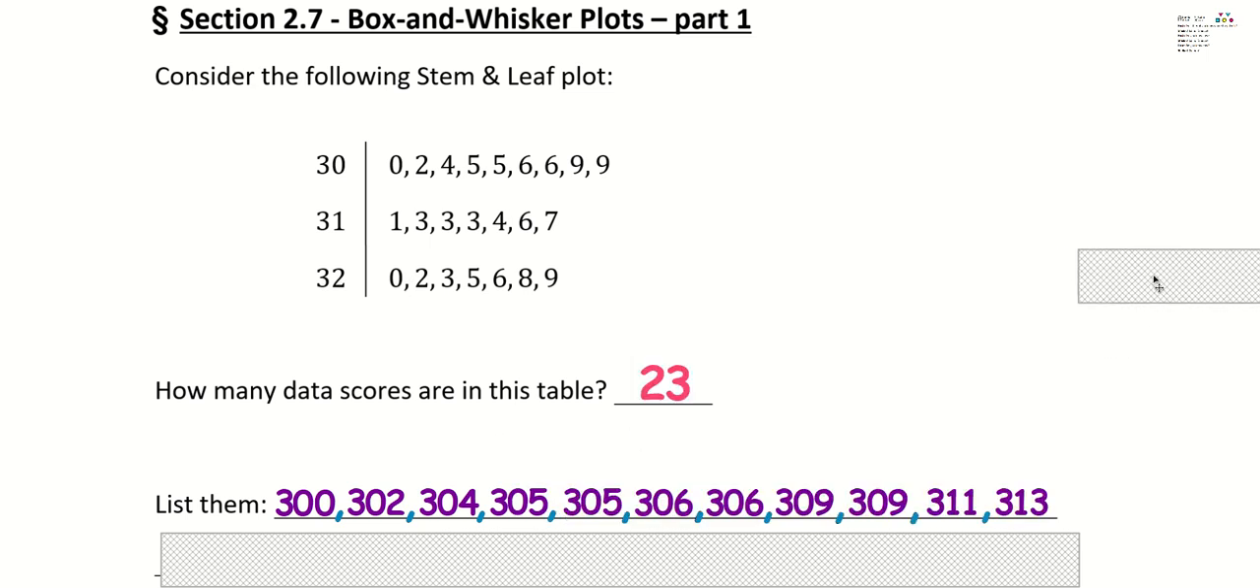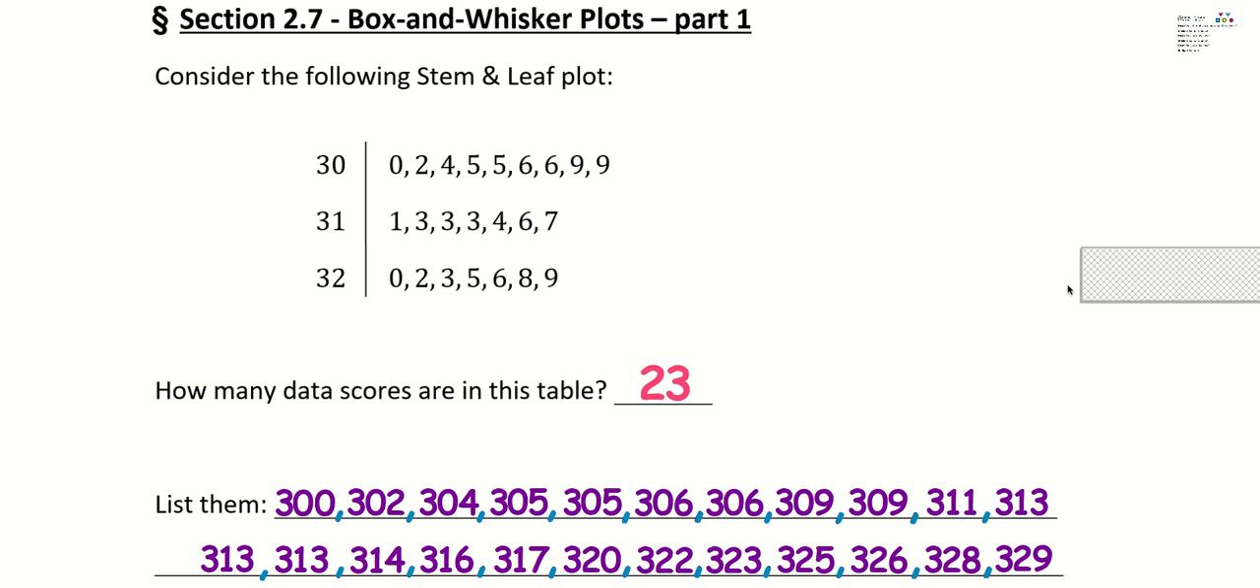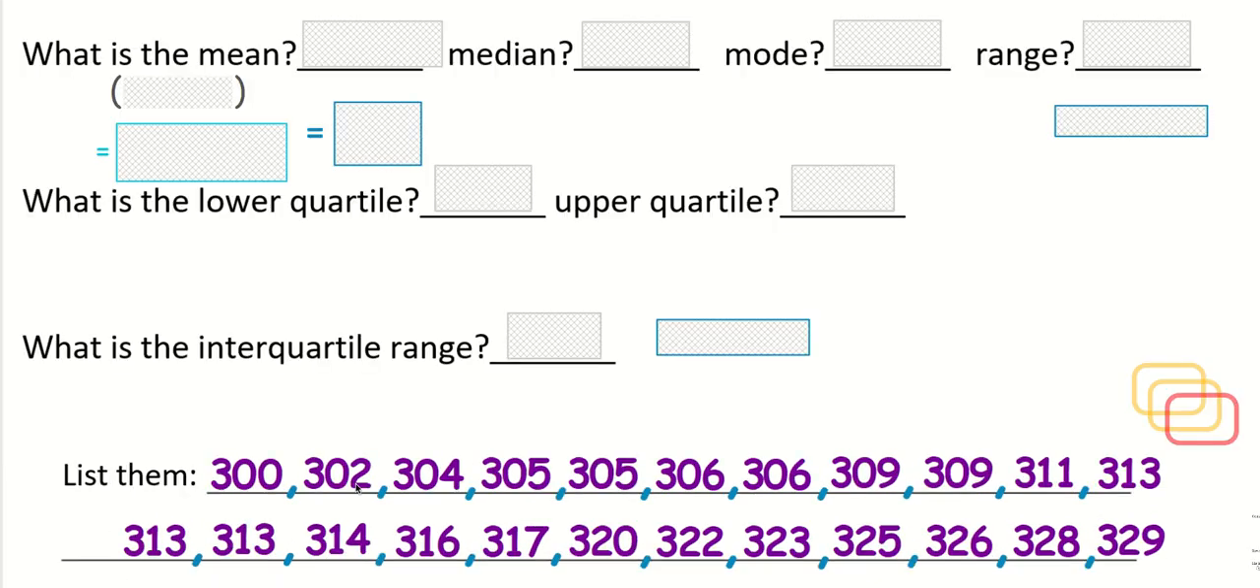To get to the punchline for this first page, here's the entire list from 300 all the way to 329, and that makes a total of 23 numbers, 23 data scores. Pause the video if needed to get the entire list written down. It's a stem and leaf plot, and it's a slightly more efficient way to represent an entire list of numbers in a data set. Okay, I'm moving on, but feel free to pause if needed.